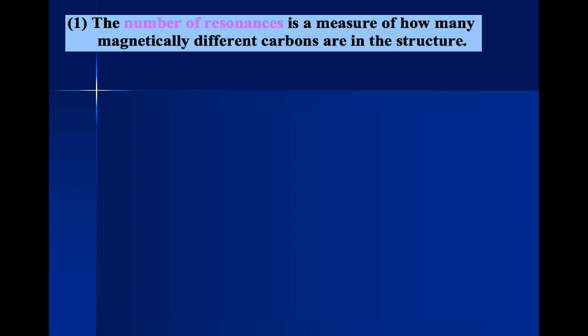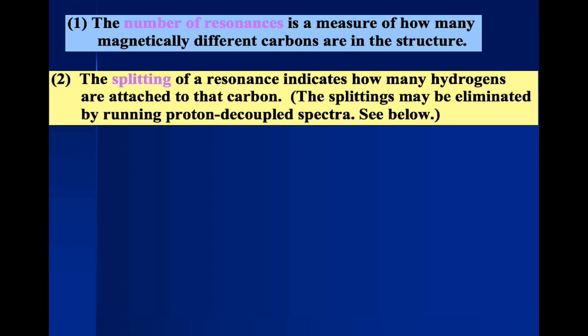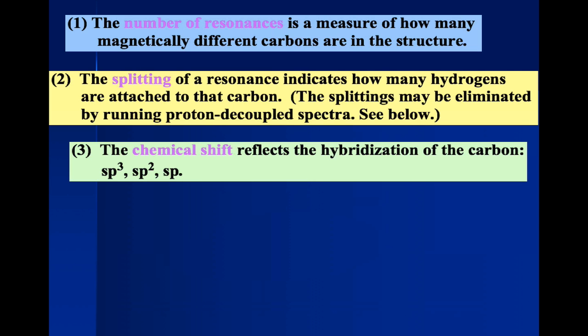Now it turns out, same kind of analysis. The number of resonances tells us how many unique carbons we have in a structure. The splitting will tell us how many hydrogens are attached to that carbon. However, we quite frequently run this in what's called proton decoupled spectra, where all you see is single lines. We'll talk a little bit more about that.